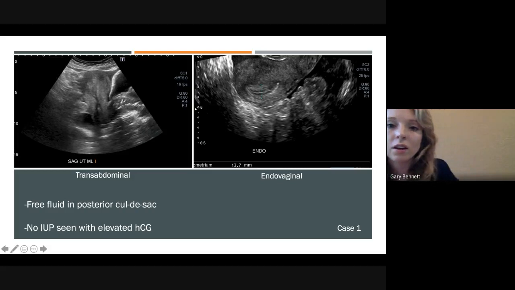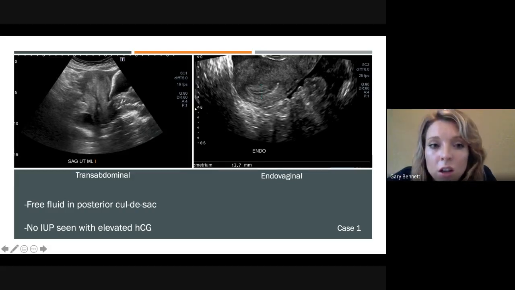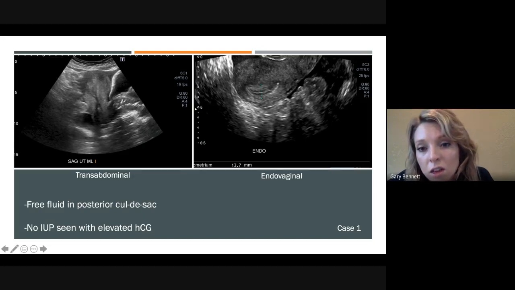But just moving on to the second picture, you can see the endometrium pretty well, and there's no gestational sac in there. Realistically, this should have been stretched out a lot better so you could see the cervix and follow it down a bit better, but that's what we have here. You can quite clearly see that there is not a gestational sac within the endometrium.